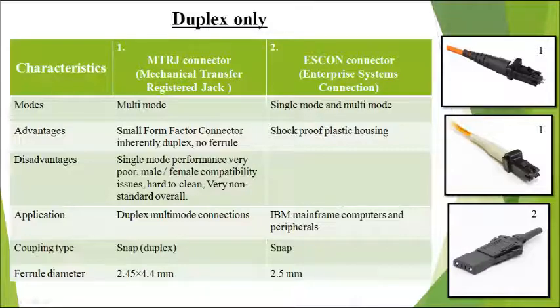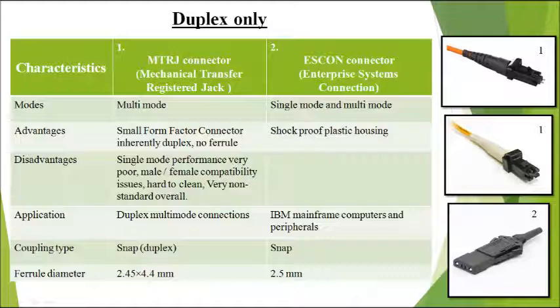The MTRJ connector is used in duplex multi-mode connection. MTRJ connector uses snap type of coupling. The diameter for the ferrule is about 2.45 by 4.4 mm. The second one, the ESCON connector, which is the long name for Enterprise System Connection Connector.